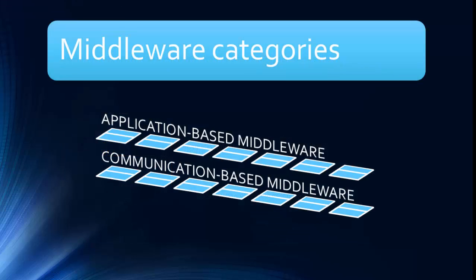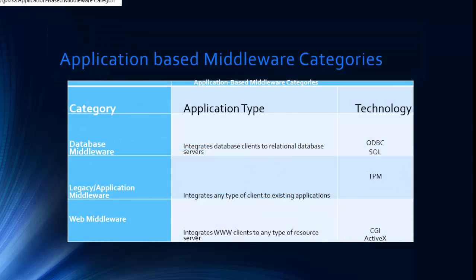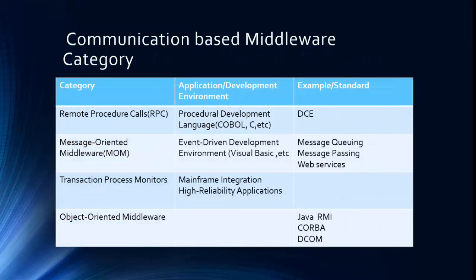The second type of middleware is communication-based middleware. In this category there are remote procedure call, message-oriented middleware, transaction process monitor, and object-oriented middleware. I am not explaining all the categories here. I explain all the categories in the PowerPoint. Just read this and try to understand. If there is any question, let me know and I will explain it again.